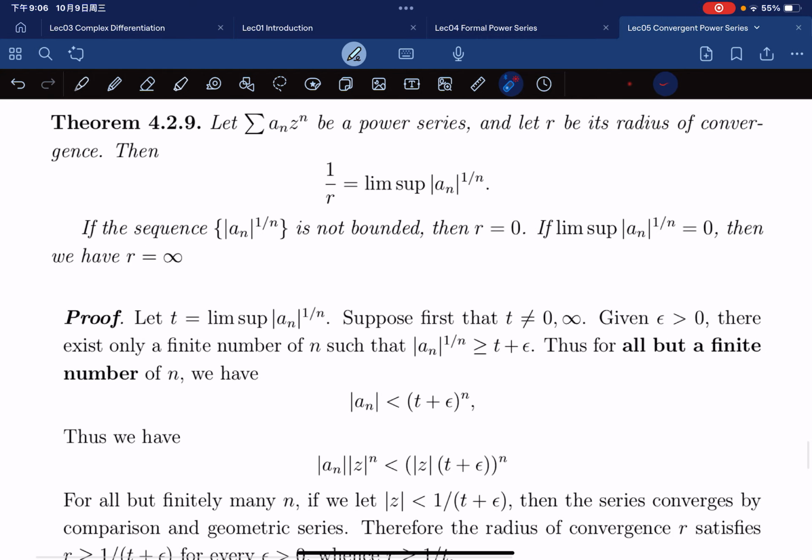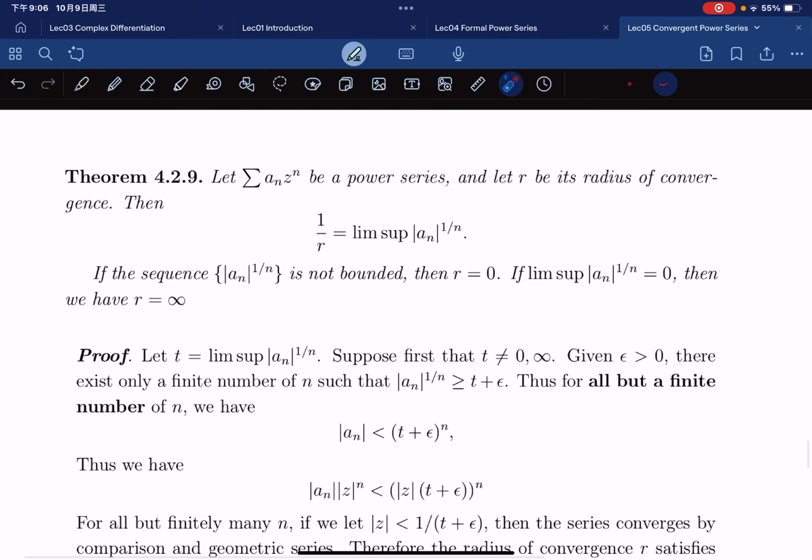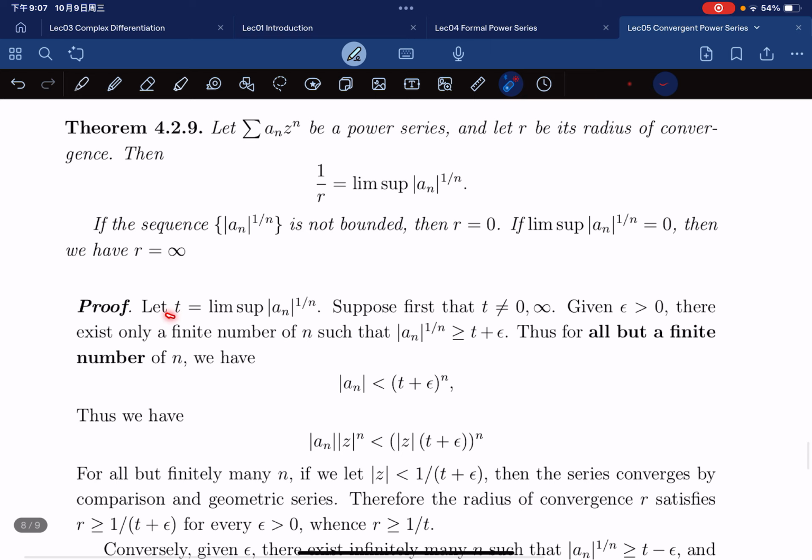So finally, we come to a theorem that states the precise formula of the lim sup, which is: if r is the radius of convergence, then 1 over r is equal to this. Okay, so hold on. In the denominator, if the sequence is not bounded, r is 0. If the lim sup is 0, then r is infinity. Okay? So first, we let t equal this and suppose that t is not 0 or infinity, right?